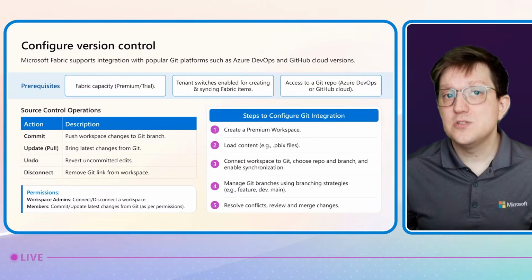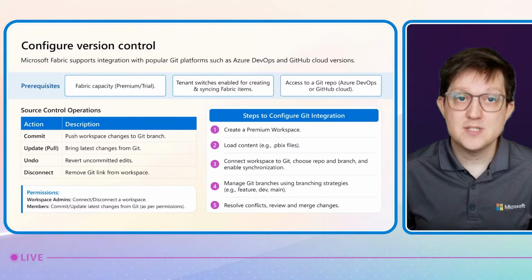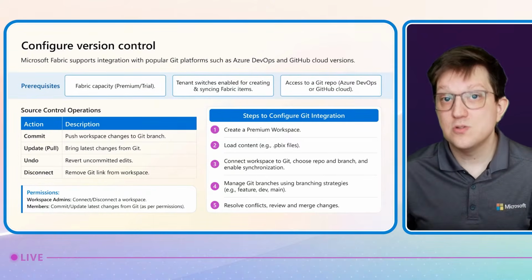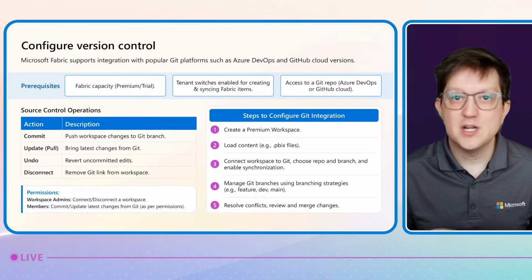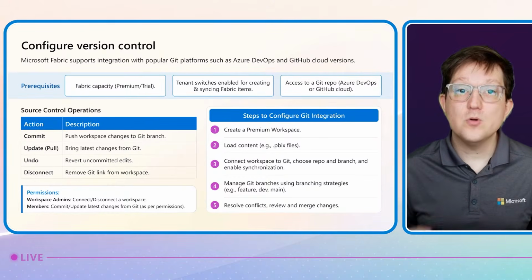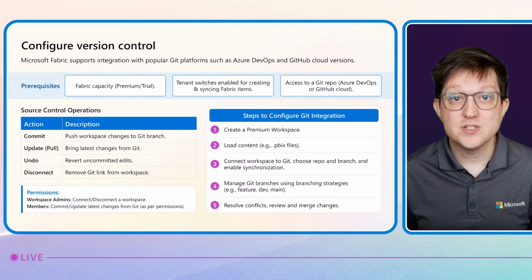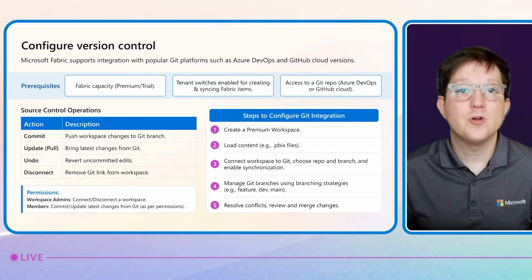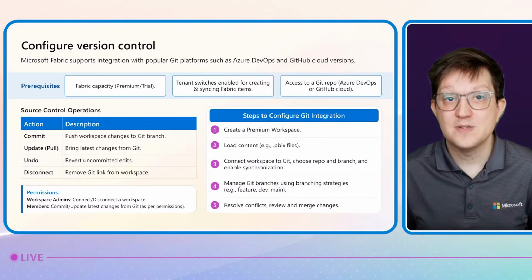There are a number of steps that you do need to configure as per the slide that you see, though. Creating the workspace, loading in content, connecting that workspace to your repository, putting in branch and enabling that synchronization, and then of course, you need to start managing your branches, thinking about development strategies around feature, dev, or main, and then resolve conflicts as per a normal Git environment.